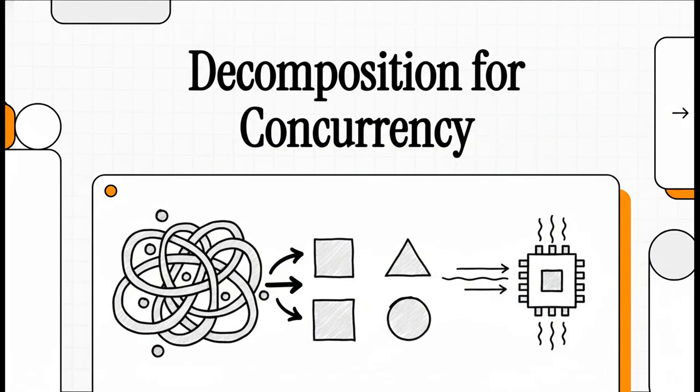All right, let's talk about making your software faster. To do that, you really have to get into concurrent programming. But where do you even start? Well, the very first step, the absolute foundation, is something called decomposition. It's basically the art of taking a huge problem and smashing it into smaller pieces that your computer can work on all at once. So let's dive in.